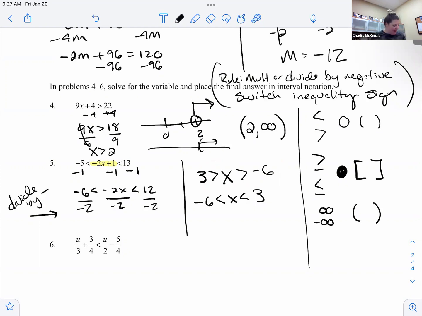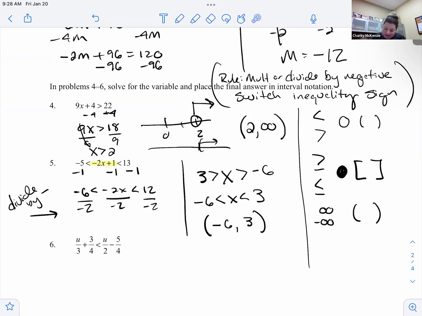Okay, so the next one here is that interval notation. We still only have less than, they don't have any with an equal. Oh well. So our lowest number, round bracket, is -6. Our highest number is 3, round brackets for both because it's just less than or greater than.